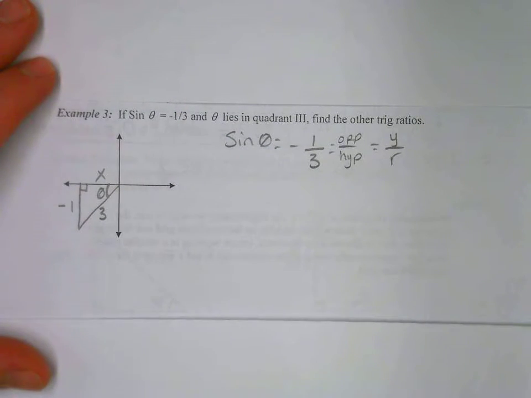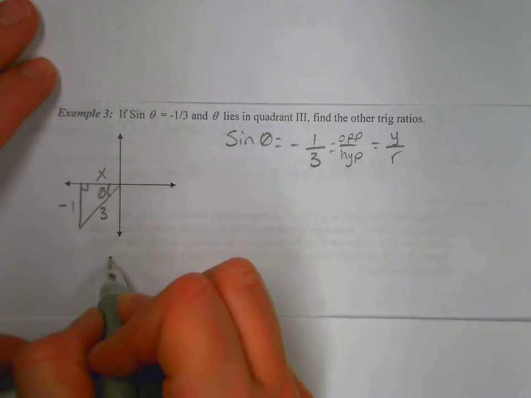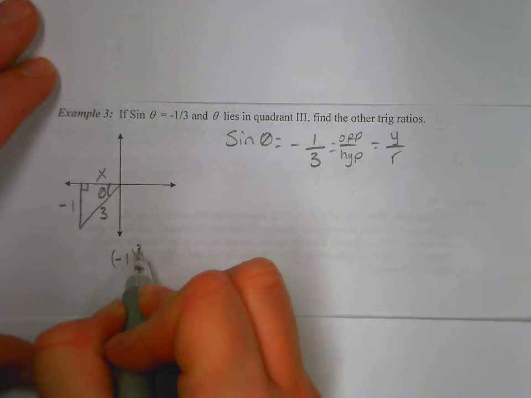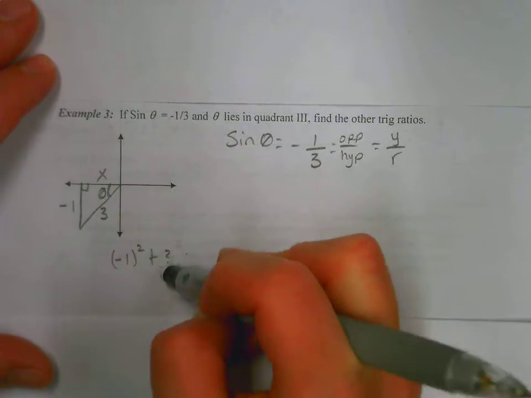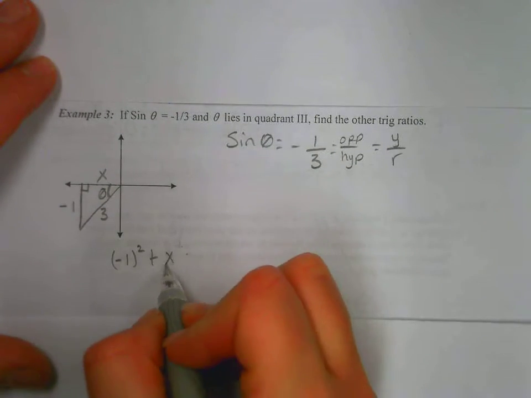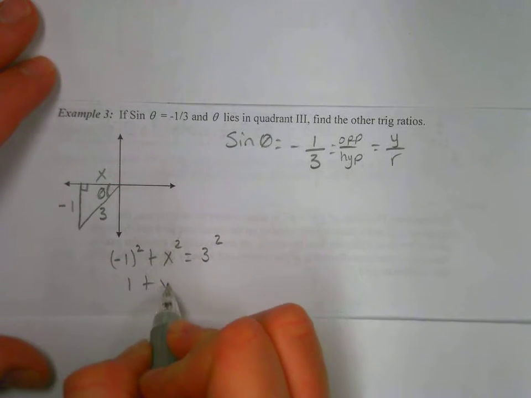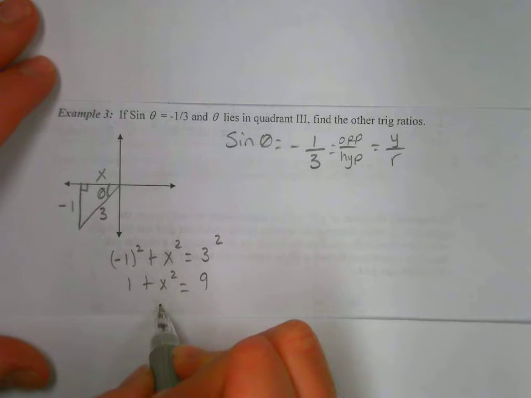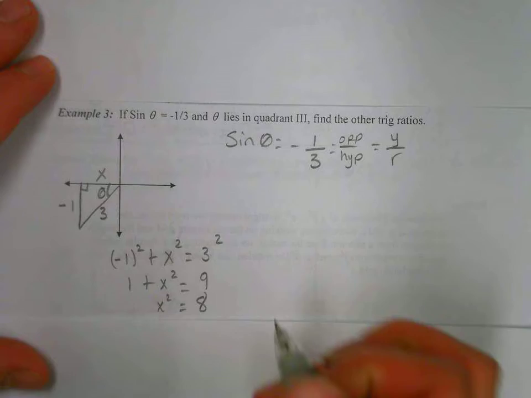So again, we're going to use Pythagoras to find my x value. In this case, we obviously want to subtract. Okay, I'm going to take -1 squared plus x squared is equal to 3 squared. So obviously 1 plus x squared is equal to 9. X squared is equal to 8. So now I need to take the square root of this.